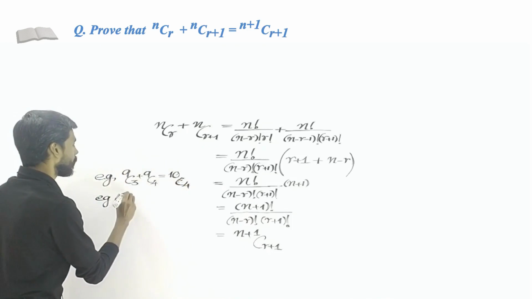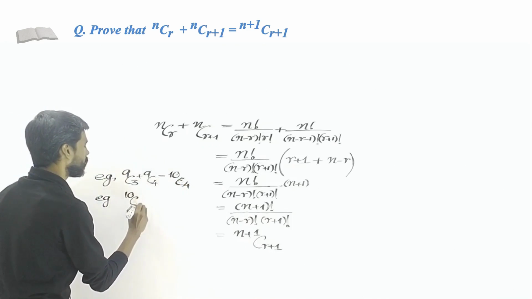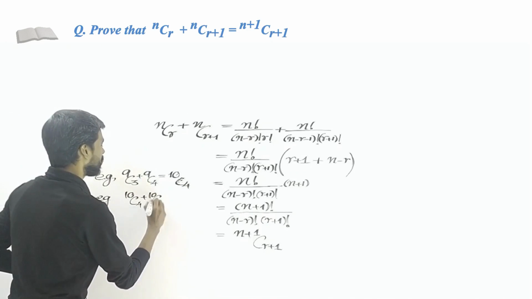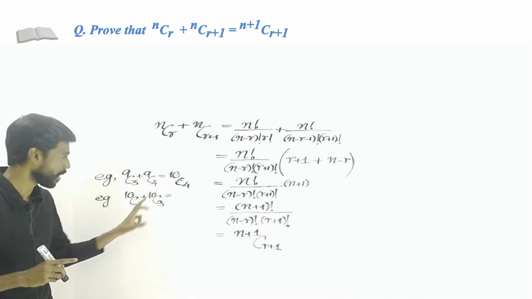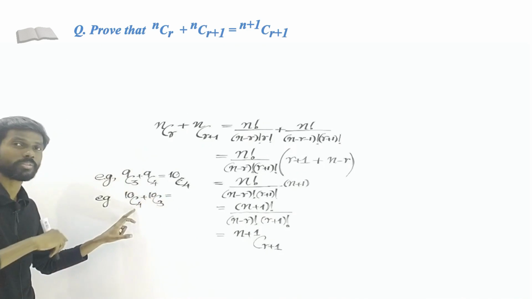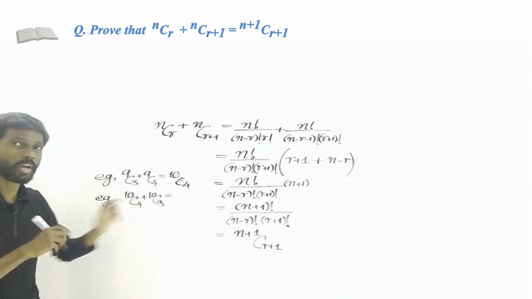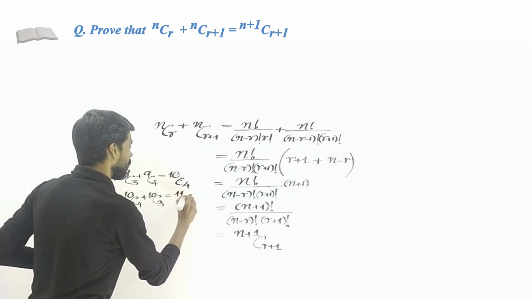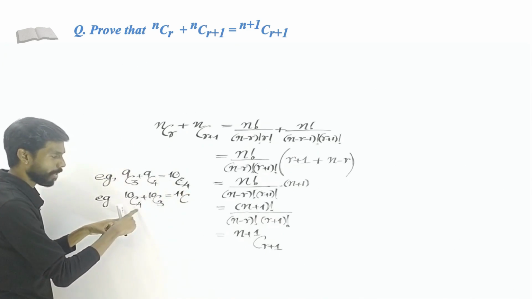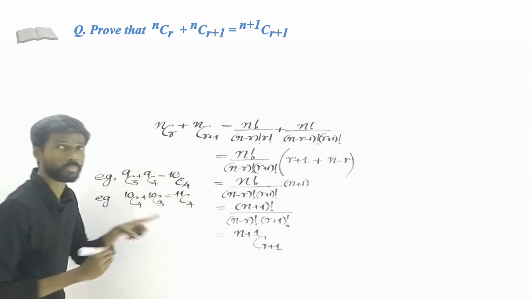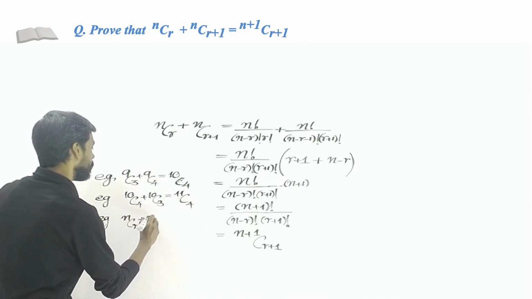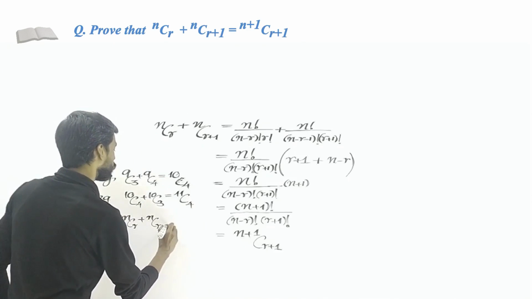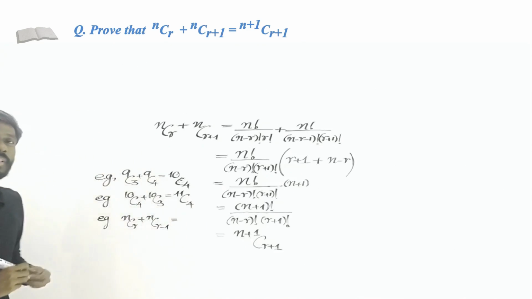Okay, take another example. 10C4 plus 10C3. What is this value? Here r is 3, not 4, because this is nCr plus 1. Whichever is bigger among these two, that you have to write here. So 10 plus 1, 11. So 11C, r plus 1 we have to write. So 11C4. Okay, yes. Now, what is the value of nCr plus nCr minus 1? That equals, it is also of the same type only.